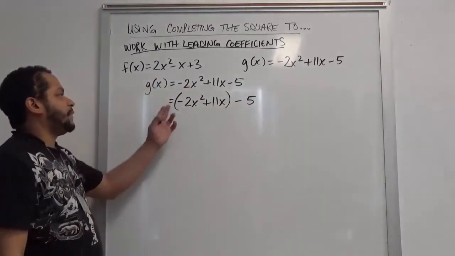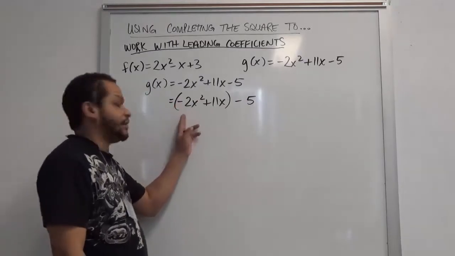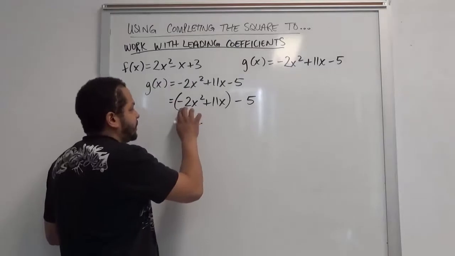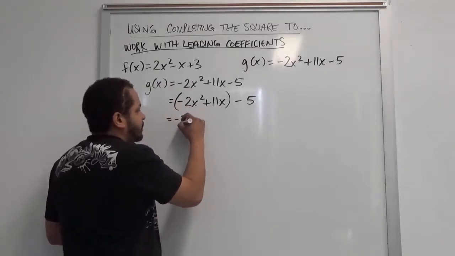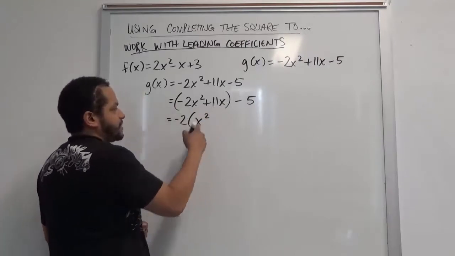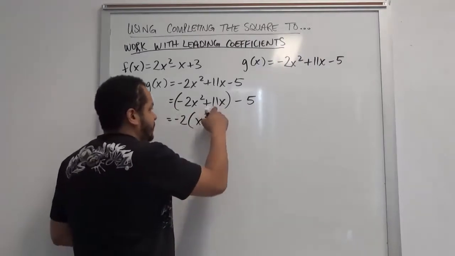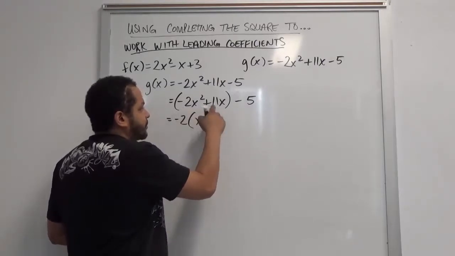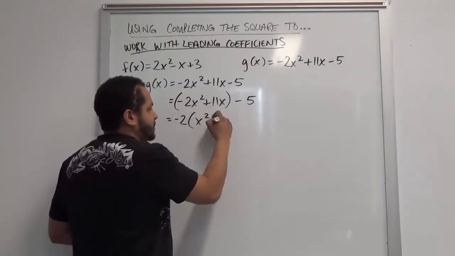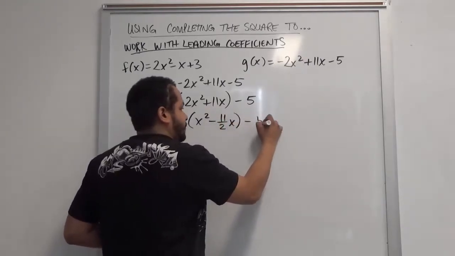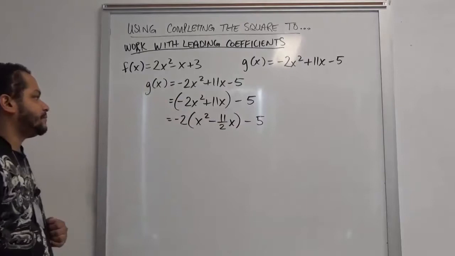And again, we're going to factor out the leading term's coefficient, the negative 2. When we factor out that negative 2, what do we have left in here? Well, we have x squared as a positive. It was negative. And this here is going to be this number divided by this number. So 11 divided by negative 2 gives us negative 11 over 2 with an x. And here we still have that negative 5 out there.